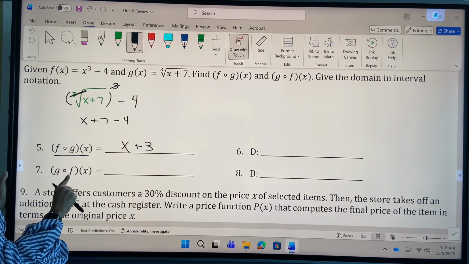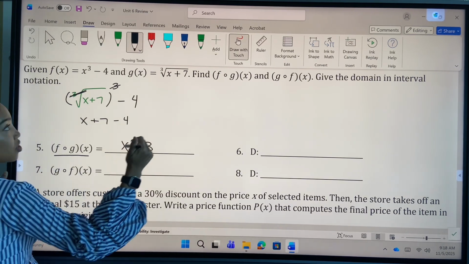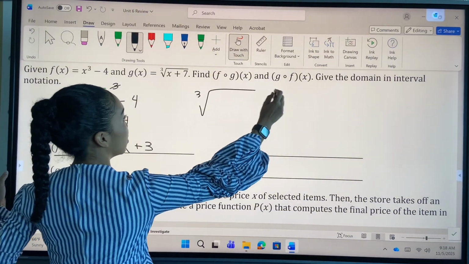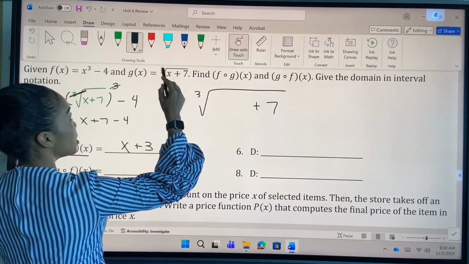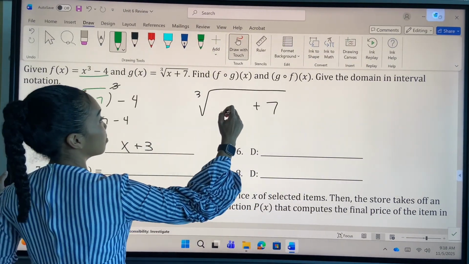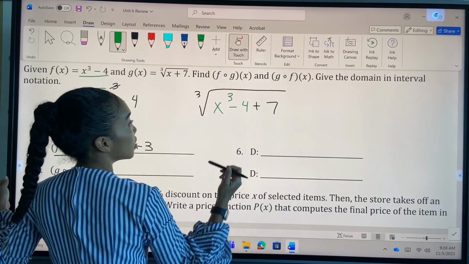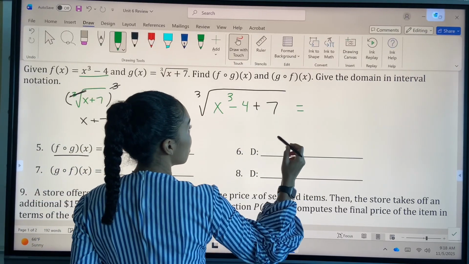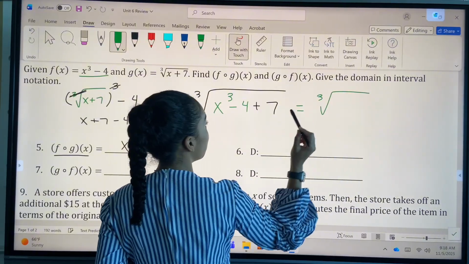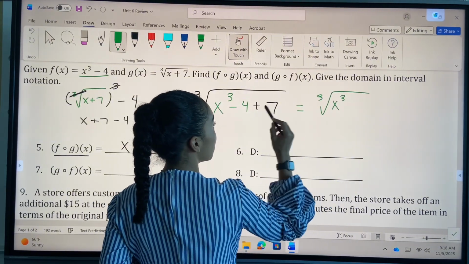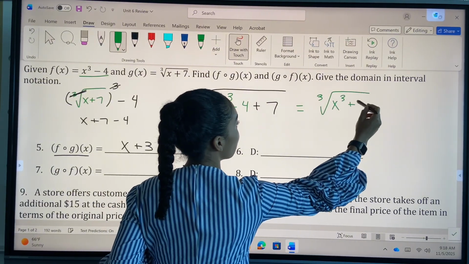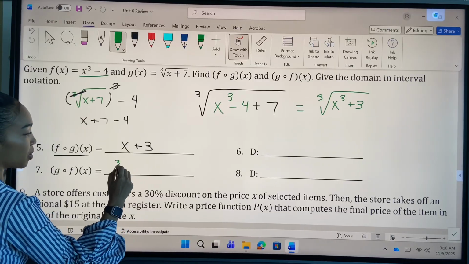Let's do the other way around, g of f of x. So this is g, and I'm going to put f inside. Now let's simplify it. This is just the cubed root of x cubed. Negative 4 plus 7 is 3. So this is your other equation.